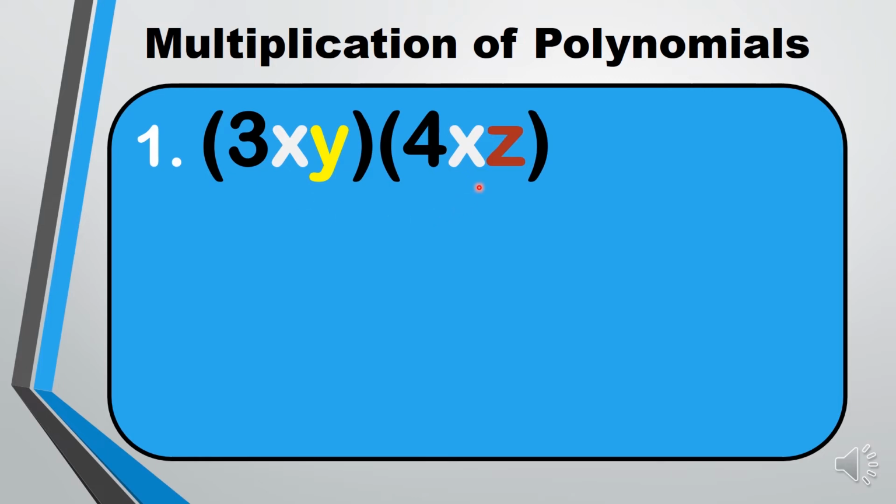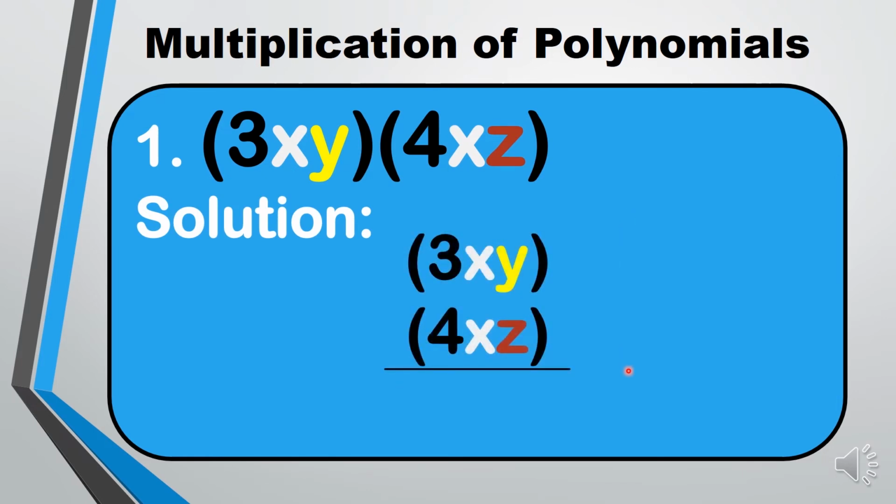3xy multiply to 4xz. Kung mapapansin ninyo, ang mga variables na ginamit ko ay nilagyan ko muli ng kanya-kanyang kulay upang mas maintindihan ninyo ang gagawin natin sa multiplication of polynomials. Paano nga ba natin isosolve ang given na ito? Upang mas mapadali ang pagsosolve natin, i-rewrite ulit natin ang given into its vertical form.